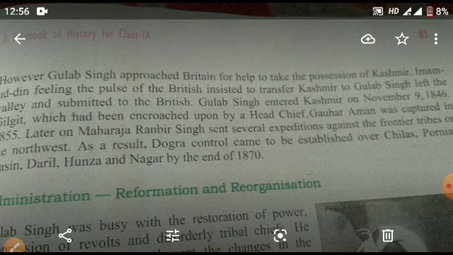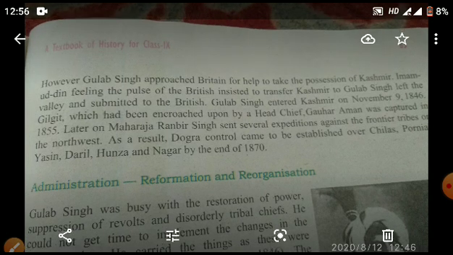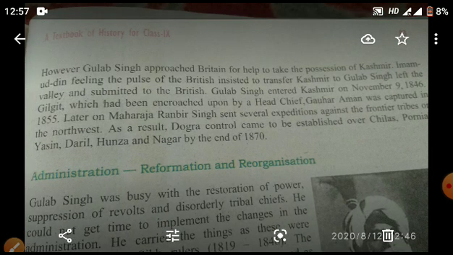After that, Gilgit was also occupied by Maharaja Gulab Singh in 1855. Later on, he sent his son with his troops, Maharaja Ranbir Singh. He was the son of Maharaja Gulab Singh. He led several expeditions against the frontier tribes of the northwest. As a result, Dogra rule was finally established over Chilas, Punial, Yasin, Darel, Hunza and Nagar. These were some of the areas where Dogra rule was established by the end of the 1870s.